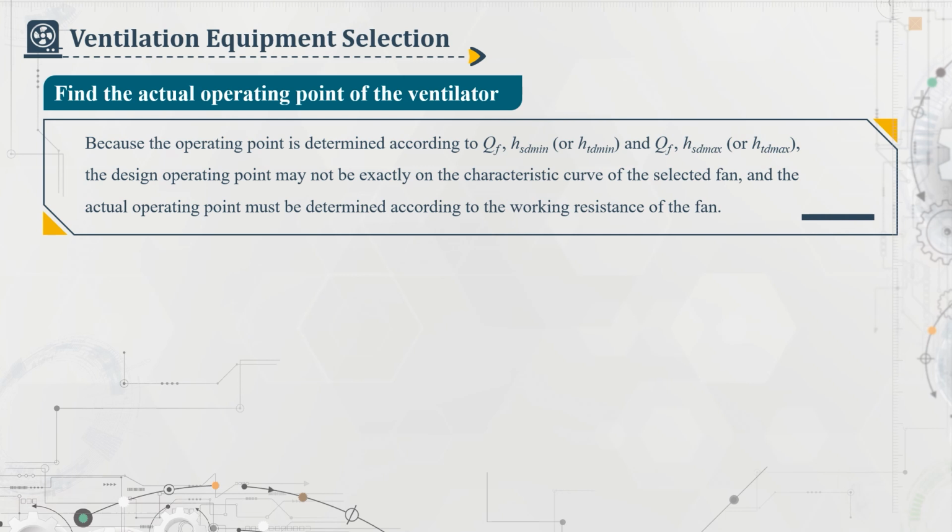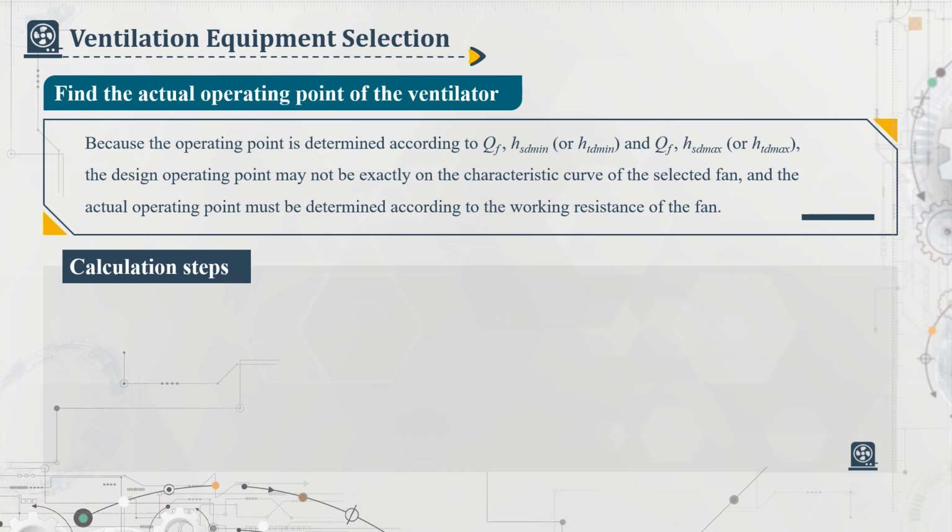Because the operating point is determined according to QF, HSD minimum or HTD minimum, and QF, HSD maximum or HTD maximum, the design operating point may not be exactly on the characteristic curve of the selected fan, and the actual operating point must be determined according to the working resistance of the fan.